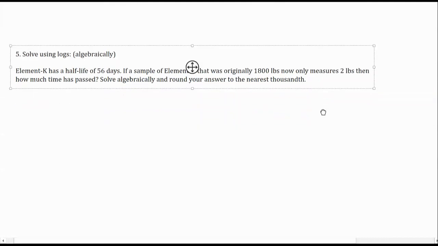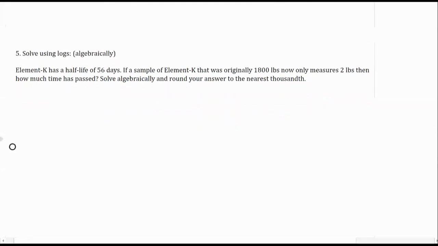Here we are asked to solve algebraically these problems below. So this problem here looks like we're talking about a half-life problem. Before I even get started on this, just a reminder about half-life. Half-life deals with exponential functions.